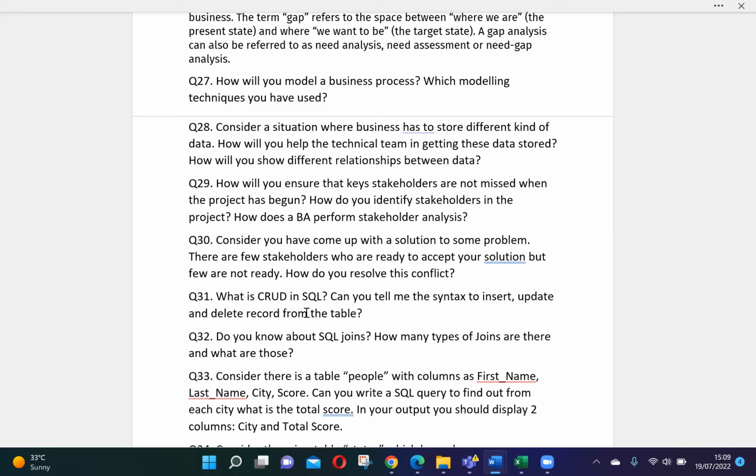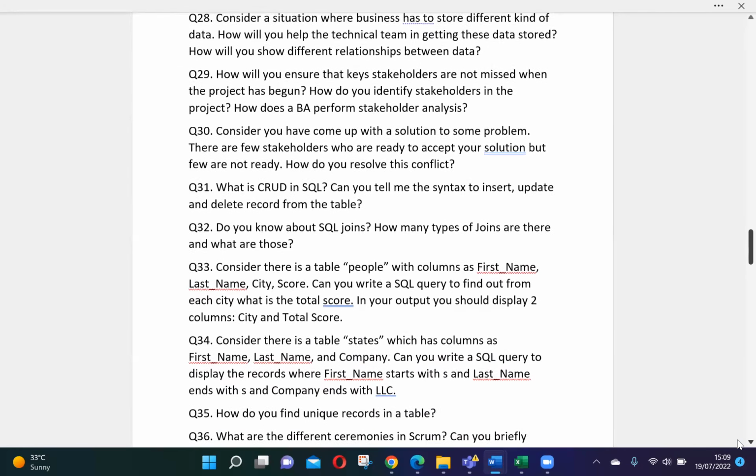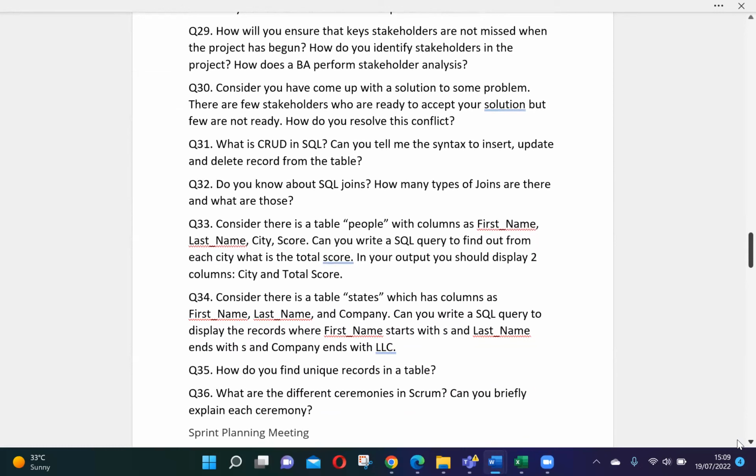Do you know SQL joins? Yeah, you answered that one. Consider there is a table, people, with columns first name and city name. Can you write the SQL query to find out, from each city, what is the total score? You should display two columns, city and total score. Do you know SQL?